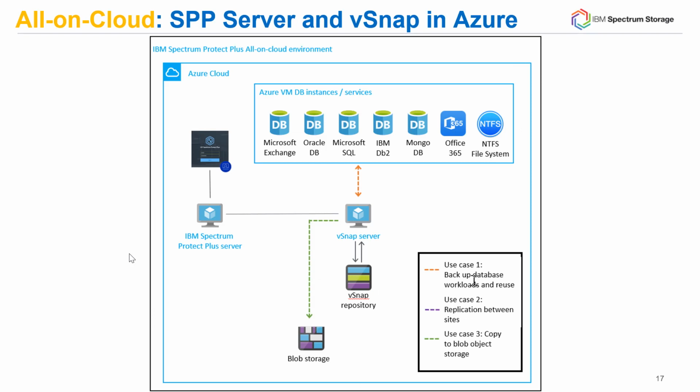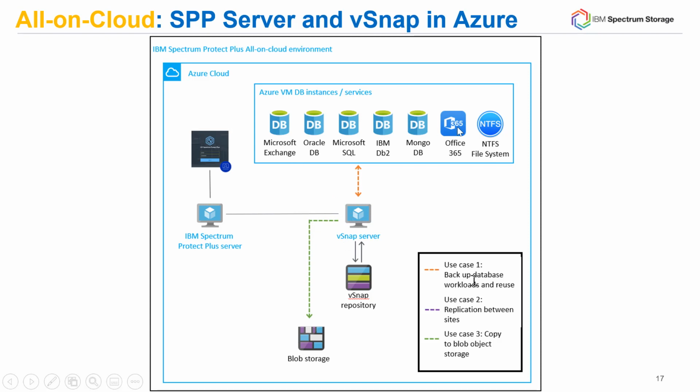On slide 17, I'm showing you what an all-on-cloud solution looks like. Here you can see we have the Spectrum Protect Plus server deployed, as well as the vSnap server and repository, and then optionally the blob storage. So we would be protecting the databases and applications that are running inside of Azure. The initial backups would be going to the vSnap server, and then optionally you could offload those backups to cheaper storage out on blob storage for long-term retention.